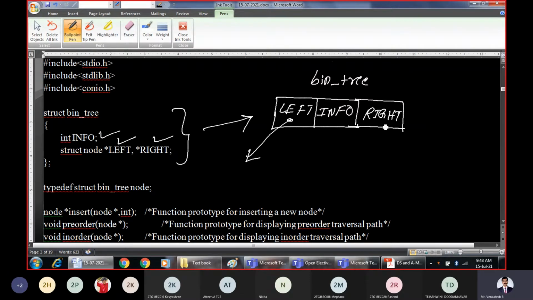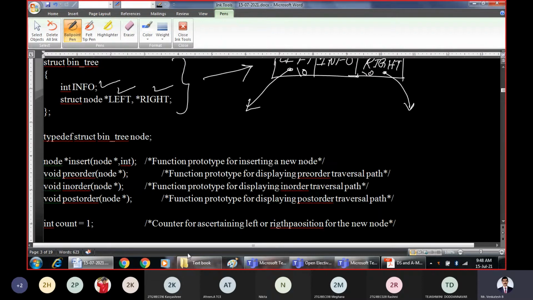The left pointer will point to the left subtree, and the right pointer will point to the right subtree of the given binary tree. That means for any given node, left points to the left subtree and right points to the right subtree. If there are no left and right subtrees for a node, these will contain the value null. For this binary tree structure definition, we are giving a typedef name called node. That means whenever we refer to node in the program, we are referring to structure binary tree. We are using the typedef keyword to give a new name to this binary tree structure, and the name being given is node.